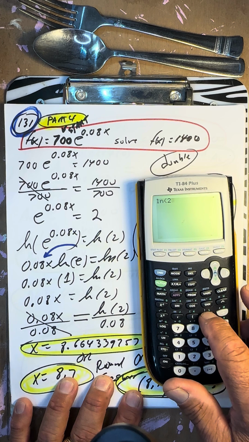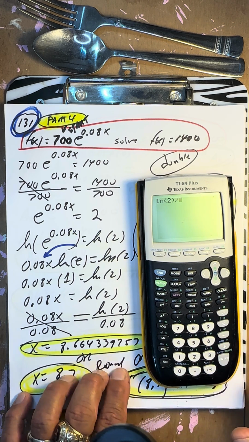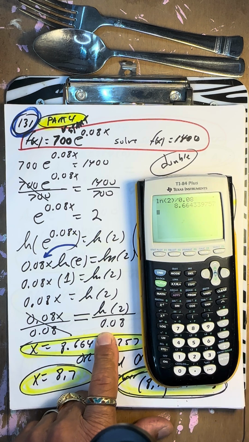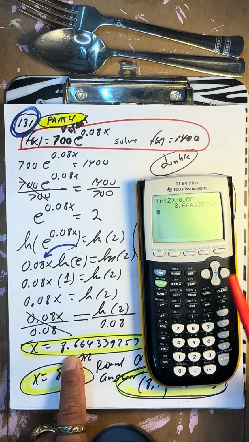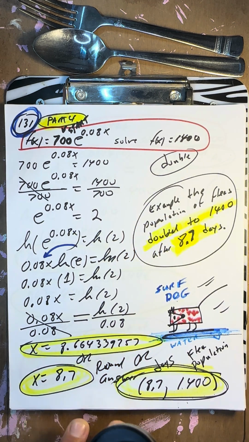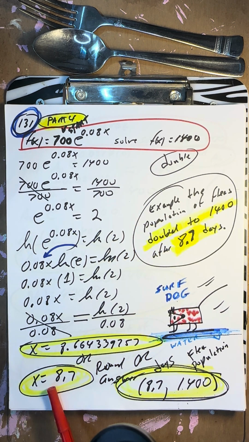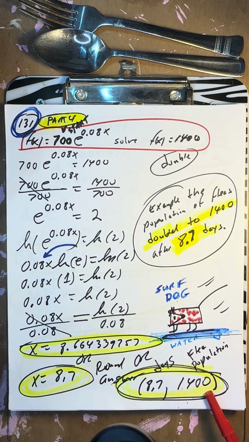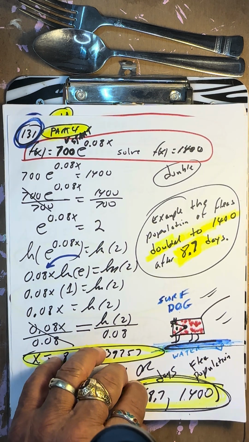Ln of 2 divided by 0.08, enter. 8.664, same numbers right there. So round it out to 8.7. So after 8.7 days, instead of 700 fleas, your dog has 1,400 fleas. Surf dog out there surfing on the boards in Mustang Island or somewhere.